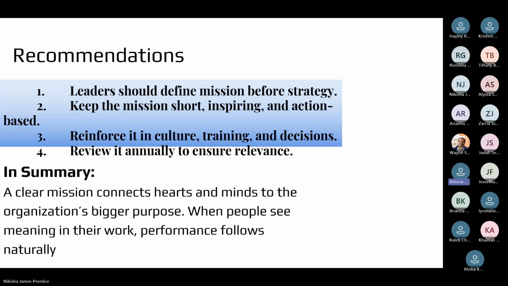Vision shows where to go. Mission shows why we go there. And strategy shows how to get there. In summary, a clear mission connects hearts and minds to the organization's bigger purpose. When people see meaning in their work, performance follows naturally. If you were to start your own business today, what would your mission statement be?